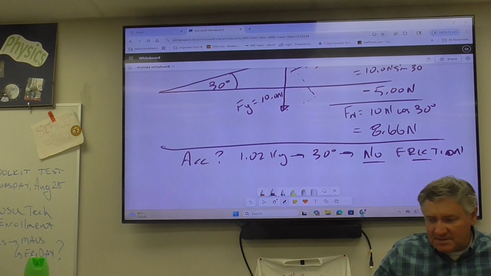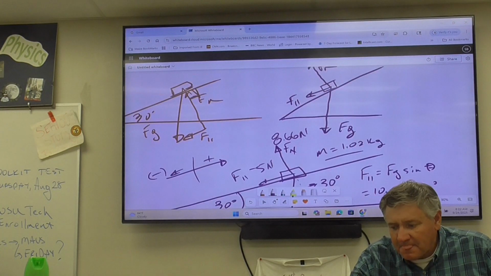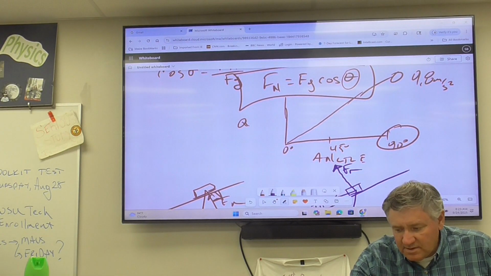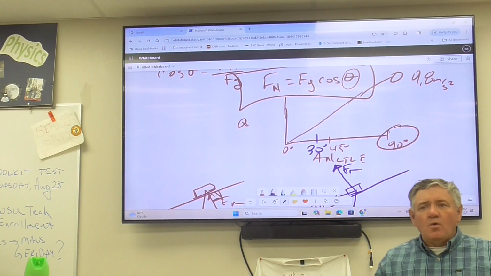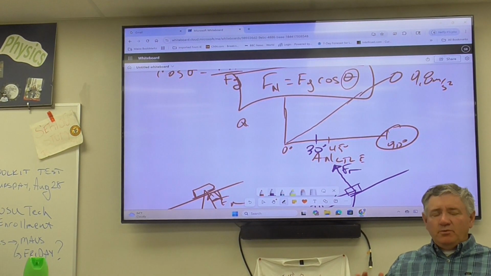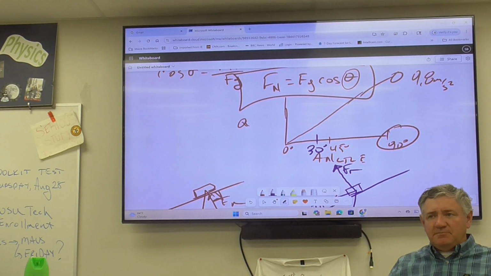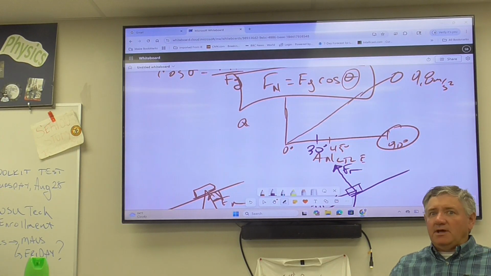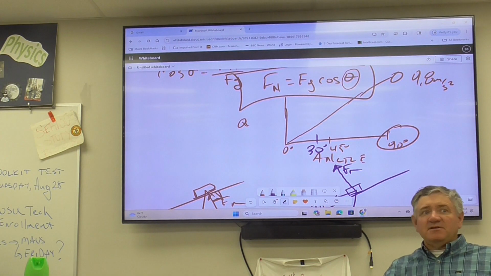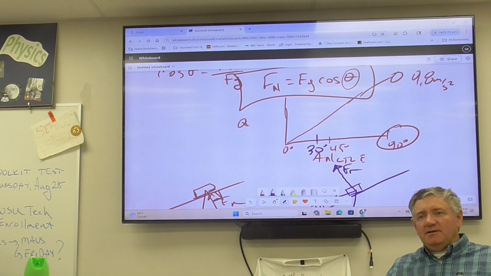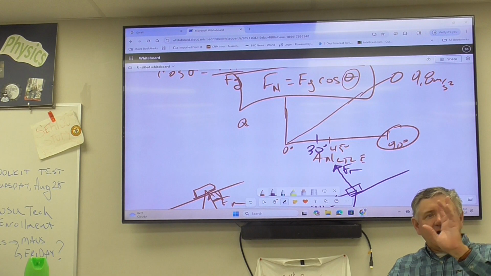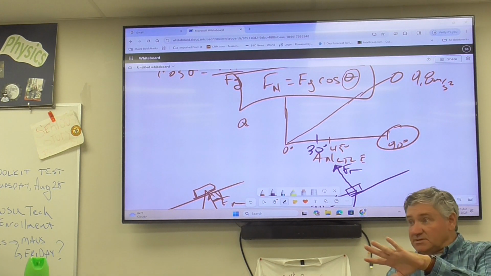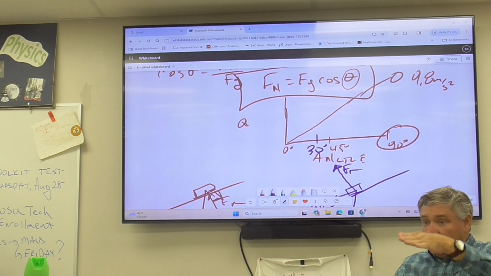Now, based upon this graph that we drew up here, so here's like 30 degrees. What is my acceleration? Between what two numbers does my acceleration have to be? 0 and 9.8. Okay? That's where my acceleration has to be, between 0 and 9.8. If I get an acceleration bigger than 9.8, ooh, that's weird. If I get an acceleration less than 0, that's even weirder. But it's going to be somewhere between 0 and 9.8, because I'm on an incline.